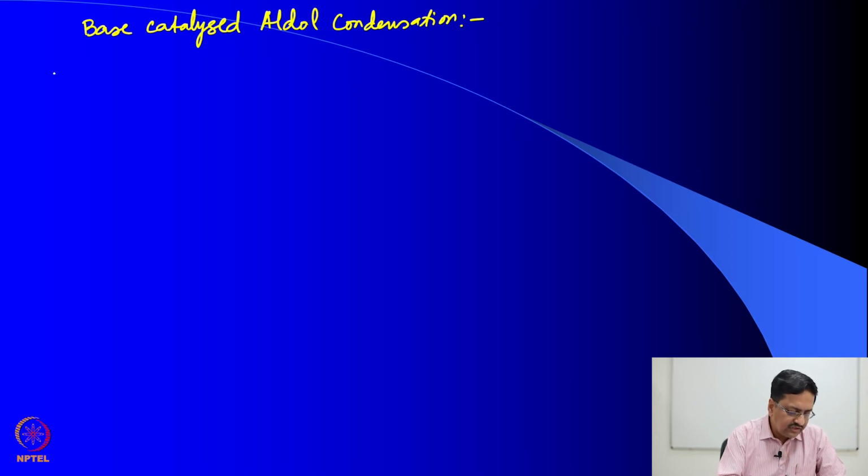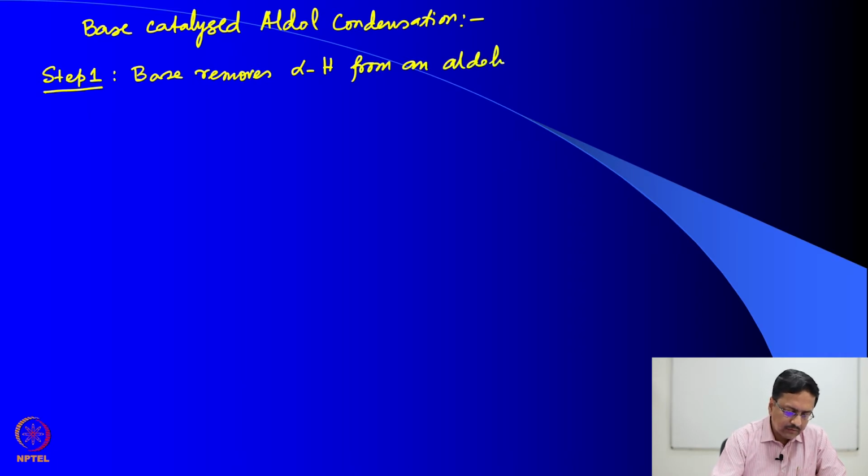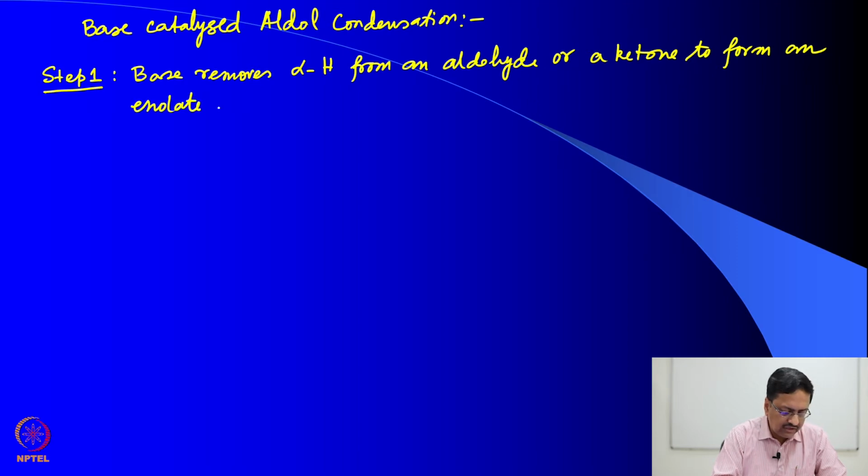So, the reaction mechanism has several steps. In step 1, it is the reaction of base which removes the proton. So, base removes the alpha hydrogen from an aldehyde or a ketone to form an enolate ion.